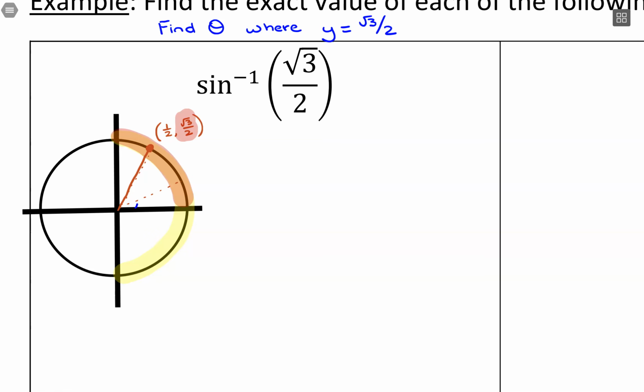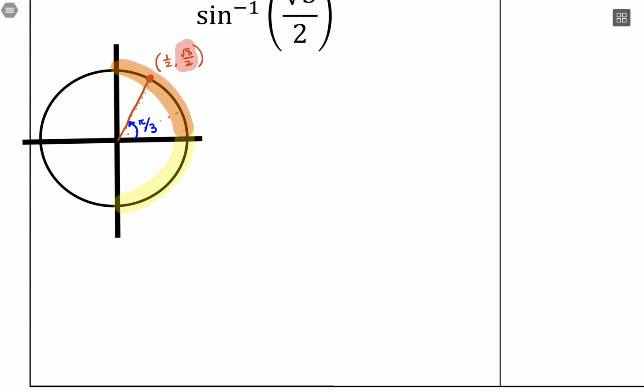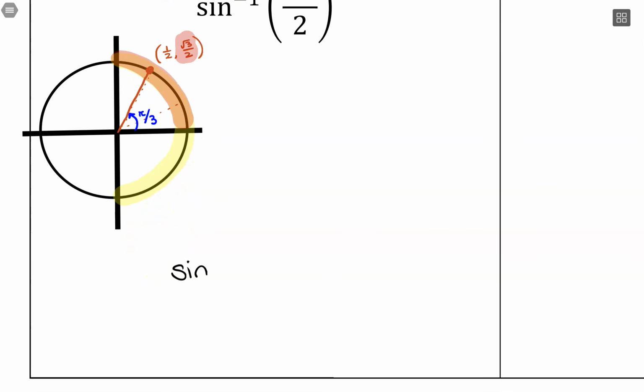So what I need to do is find that angle measurement. That's what we're solving for here. So it's like 1 pi over 6, 2 pi over 6, or that's our pi over 3. So this inverse sine of root 3 over 2 is equal to pi over 3. And we're done.